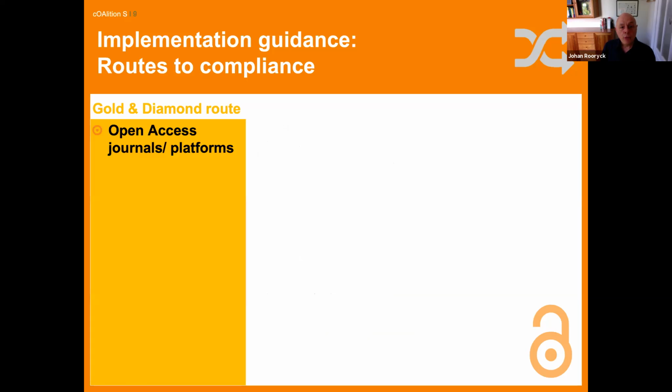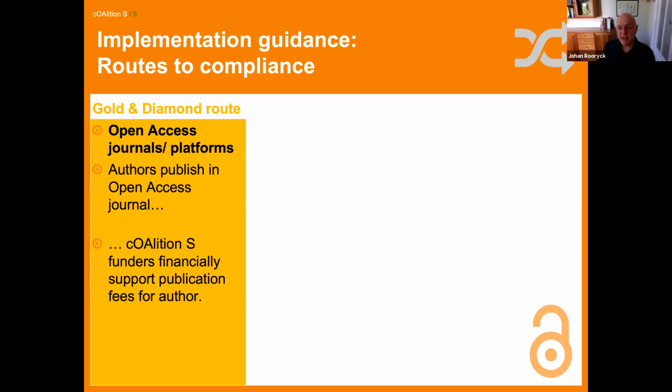Now, the routes to compliance under our arrangement are the following. There's the gold and the diamond route, and that is of course an easy one. When authors publish in an open access journal, Coalition S funders will financially support publication fees for the author. They are also willing to pay publication fees for diamond, but of course that's a little bit more difficult because diamond does not work on the basis of fees per article. And this is something also that we are trying to address. I will come back to it later.